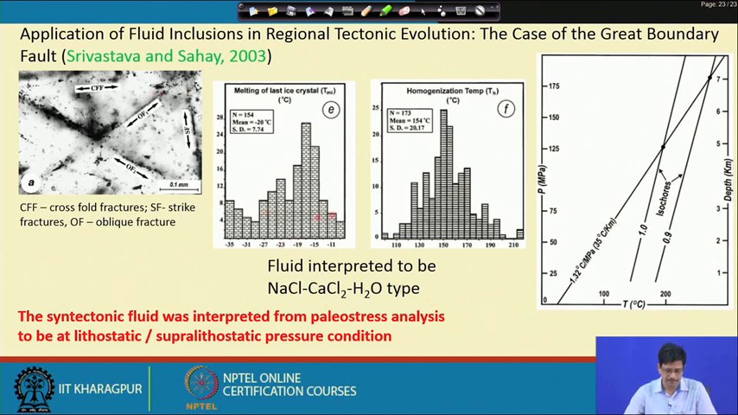So, what is shown here is the ranges that the authors obtained while doing the freezing and the heating runs, where they say that the number of inclusions for which paired salinity and homogenization temperature data could be obtained was less, but that does not affect the outcome of the work. Here the last ice melting has been presented, which shows that they are moderately high saline fluids of the NaCl, CaCl2, H2O type, and the homogenization temperature ranges from greater than 210 to about 110 degrees Celsius or less.